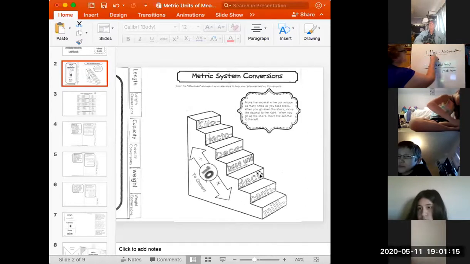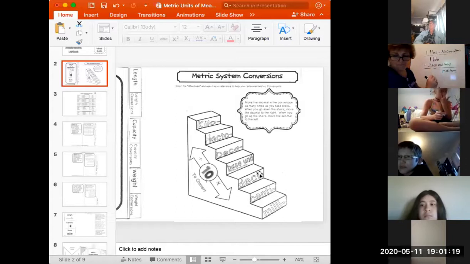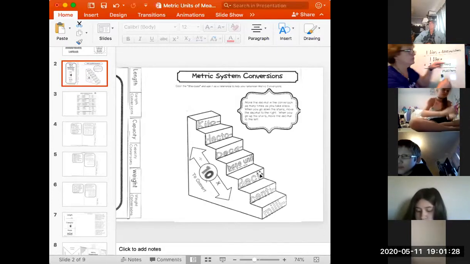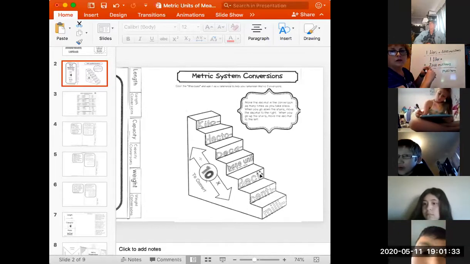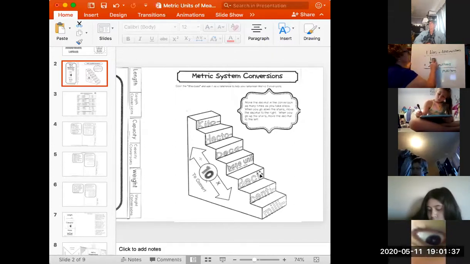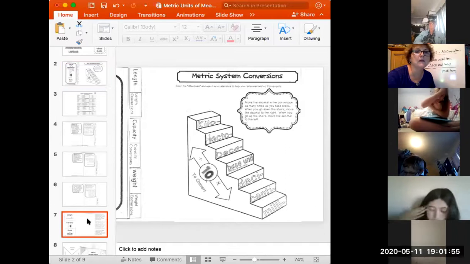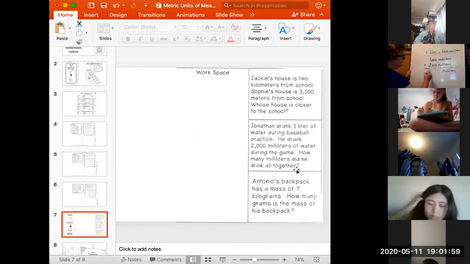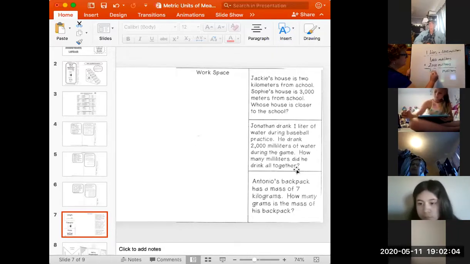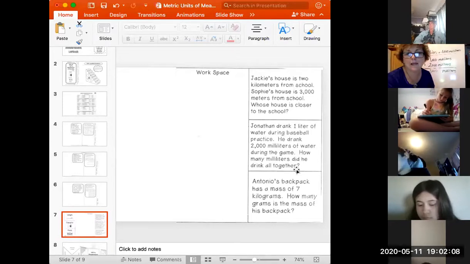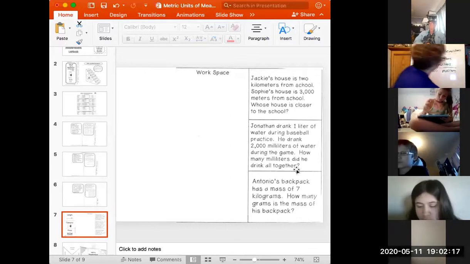Okay, so if 1 liter equals 1,000, we need to change this liter here to what? It needs to be converted so we can add it to the milliliters. They both need to be milliliters. What does this need to say instead of 1 liter? It needs to say 1,000 milliliters. Now can I add them? Yeah. So how many milliliters did he drink all together? He drank 3,000 milliliters all together during practice and the game. Does everybody understand that? Yes. Okay.